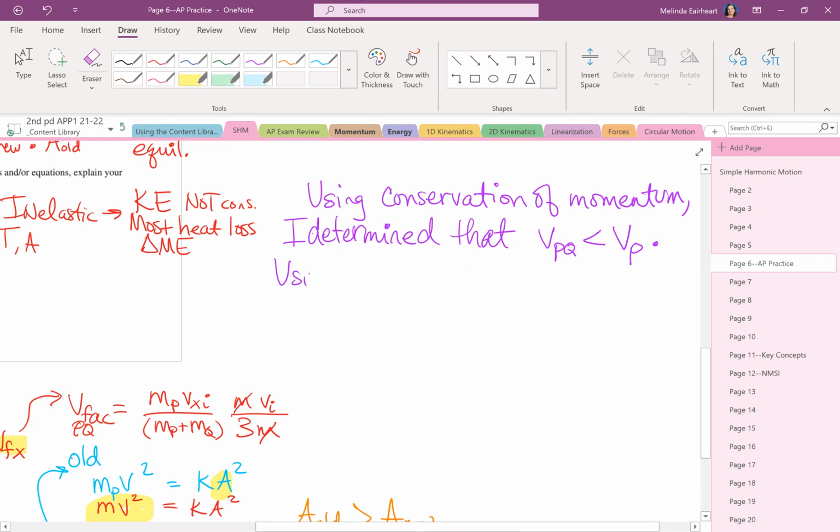And then using conservation. Oops, I abbreviated again. It's my habit. Conservation of mechanical energy.